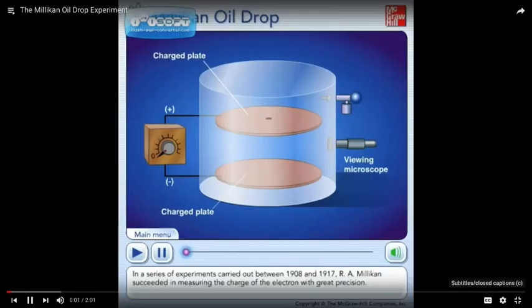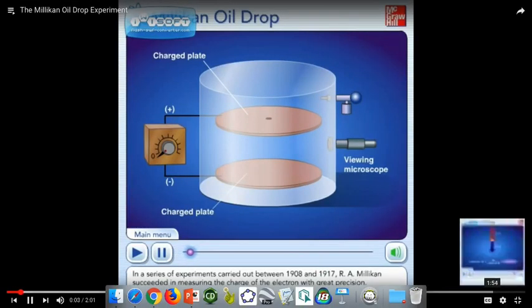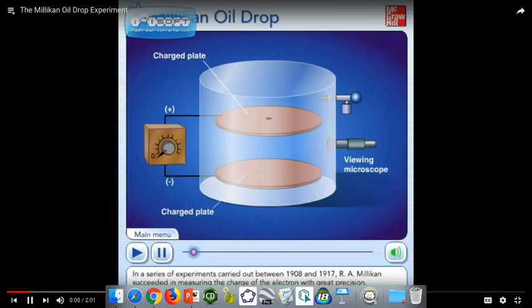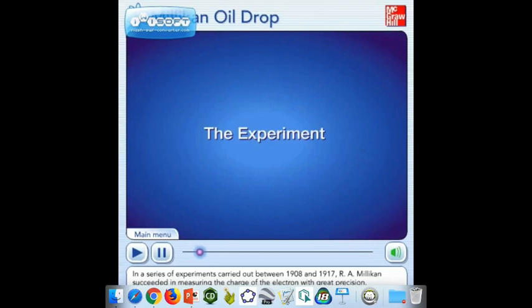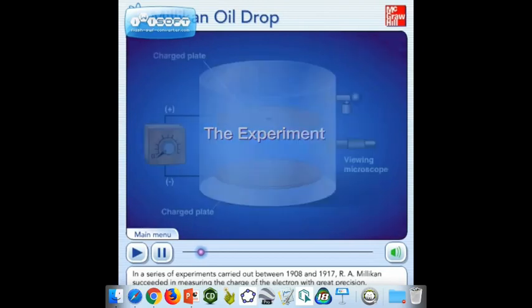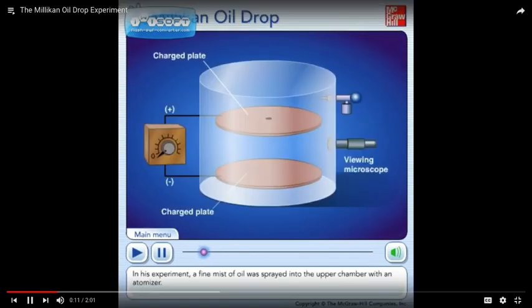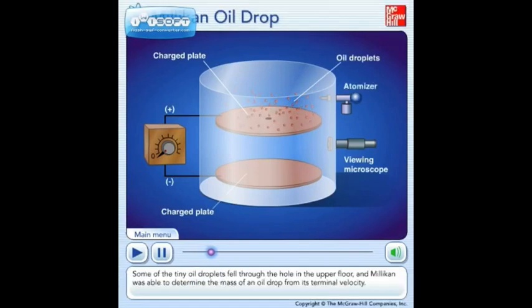In a series of experiments carried out between 1908 and 1917, R.A. Millikan succeeded in measuring the charge of the electron with great precision. In his experiment, a mist of oil was sprayed into the upper chamber with an atomizer. Some of the tiny oil droplets fell through the hole in the upper floor, and Millikan was able to determine the mass of an oil drop from its terminal velocity.